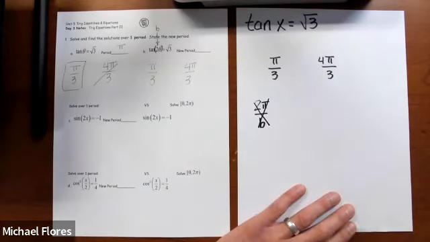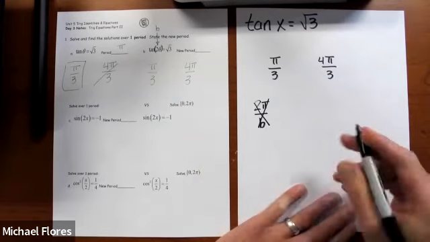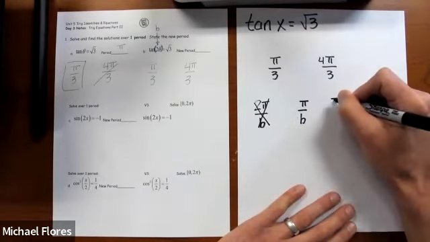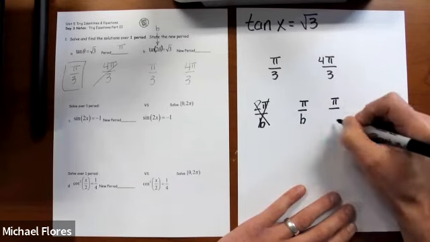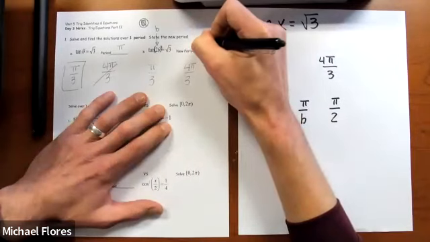The reason why is because tangent waves have a period of pi, not 2 pi. So we actually need to do pi over B, and our B value is 2. Therefore, our period here is pi over 2.